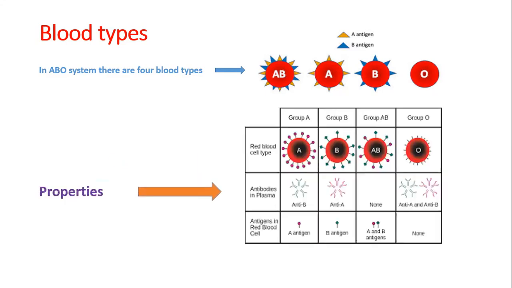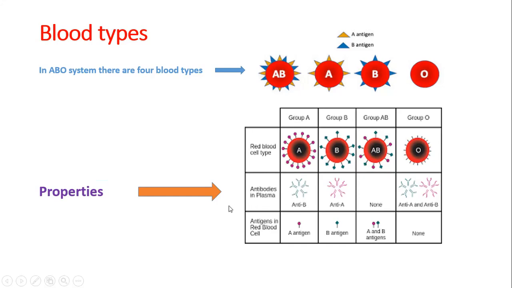Properties. The difference between these 4 groups. Look at the blood type, group A, group B, group AB, and O. In group A, there are antigens A or agglutinogen A. In B, agglutinogen B. In AB, both. In O, there is no agglutinogen or no antigen.